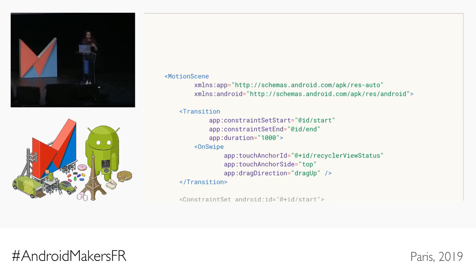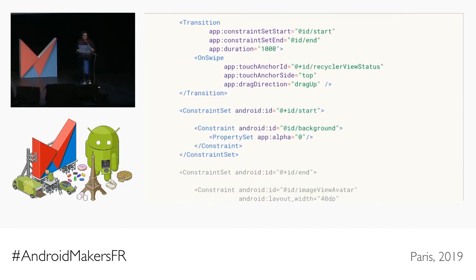So here we say, okay, this is a transition between these two states, the duration, and the action that we want for this transition is we want it to happen when users are swiping up on our RecyclerView. You can see we have the onSwipe, and we say we want it when the user's dragging up on the touch anchor ID of the RecyclerView. That will give us that effect, and now we just need to actually say, as the end constraints, what the values of that ImageView should be.